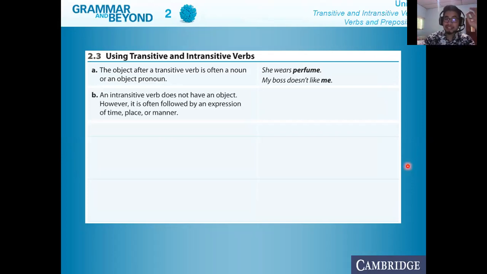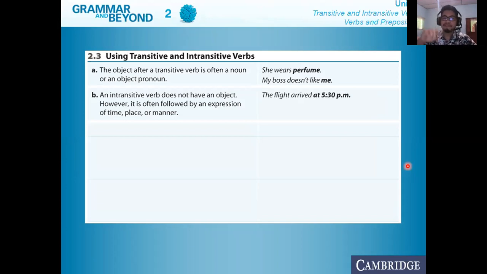Then we have an intransitive verb that does not have an object. However, it is followed by an expression of time, place, and manner. Therefore, what kind of questions are you going to answer with an intransitive verb? Simple. When, where, and probably how. That is the questions that you will answer with an intransitive verb. If you can answer those questions, then you have an intransitive, not a transitive.